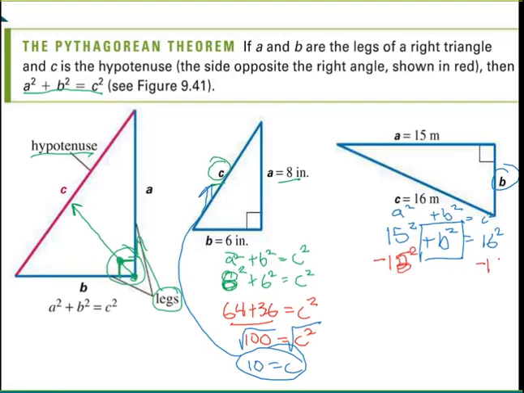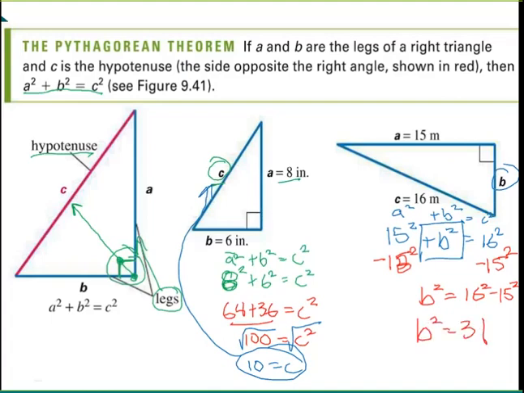So subtract 15 squared from both sides. And what we have is b squared equals 16 squared minus 15 squared. So let me go ahead and type that into our calculator. We have 16 squared minus 15 squared gives us 31. So b squared equals 31.